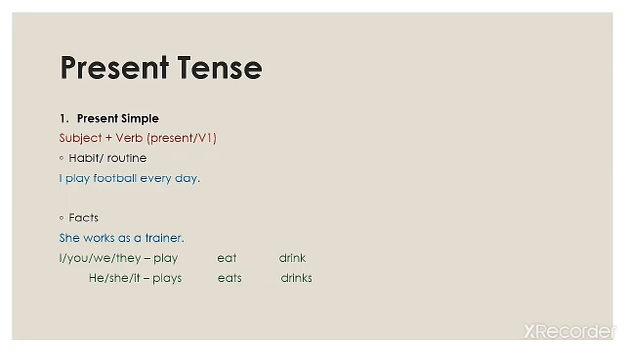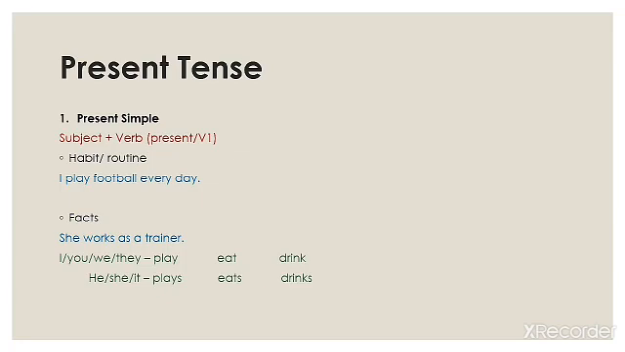And when we talk about a fact, for example, she works as a trainer. This is a fact about her life, so we are writing here, she works as a trainer. So you can see a difference that we are using 's' here in the second example but not in the first example. So you have to remember that with I, you, we, they, we do not write the letter 's' with the verb, but with he, she, it, we always add 's'.